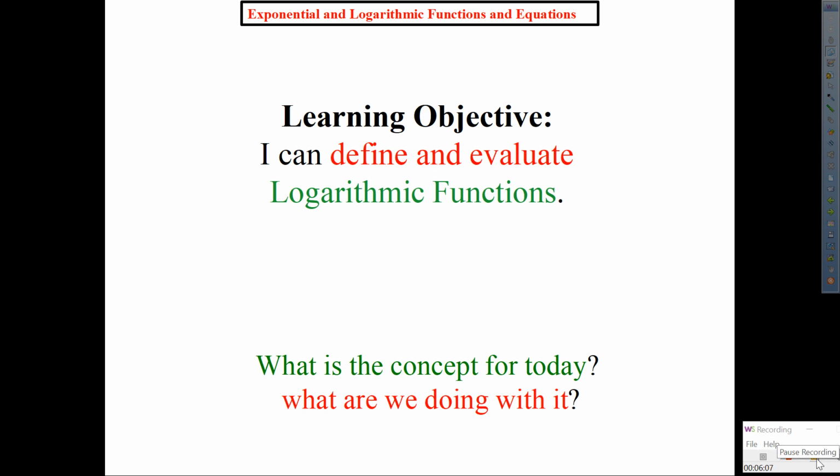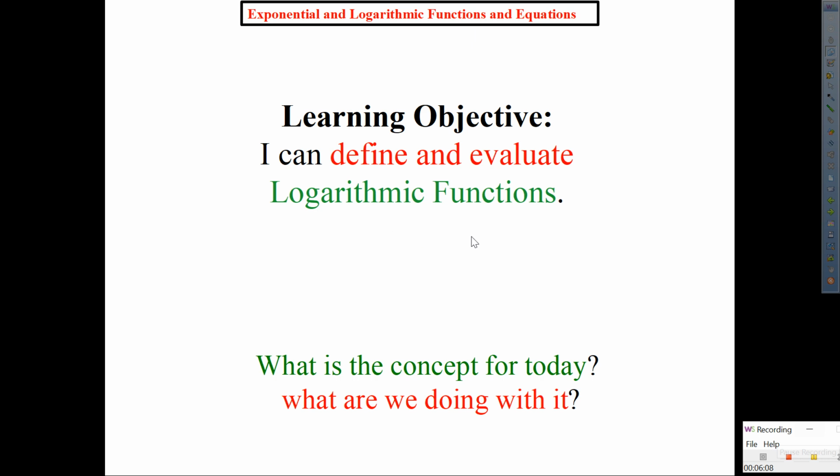Copy that and go. Our objective for today: I can define and evaluate logarithmic functions. As I mentioned, we're moving on from where we were before. So what are logarithmic functions in your Frayer model?